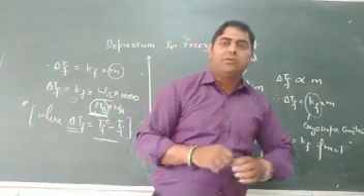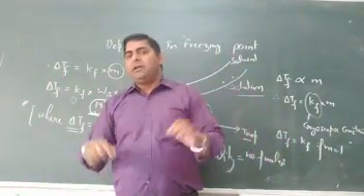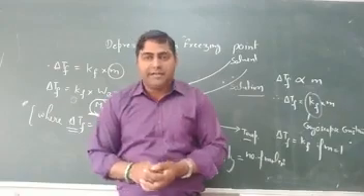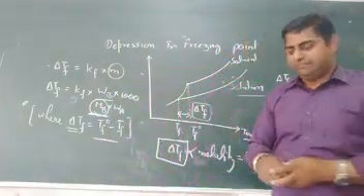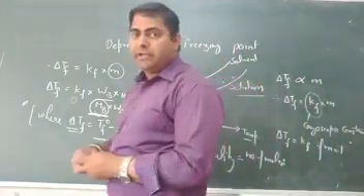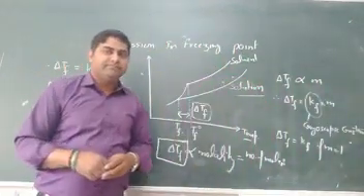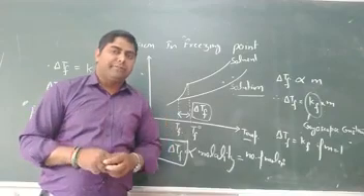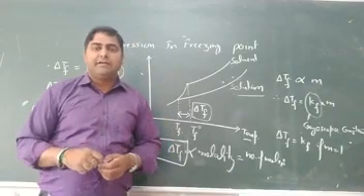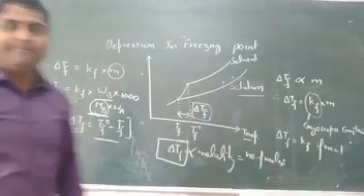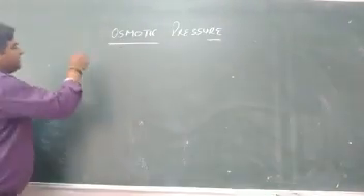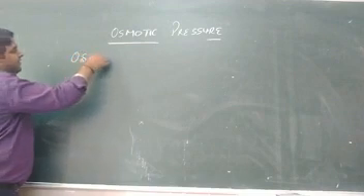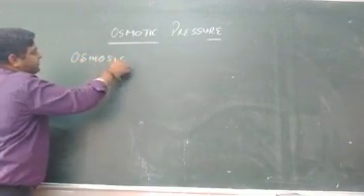Now we are going towards the most important last colligative property, and that colligative property is called osmotic pressure. The fourth colligative property is osmotic pressure. Before doing the osmotic pressure, we must understand what is the meaning of osmosis.